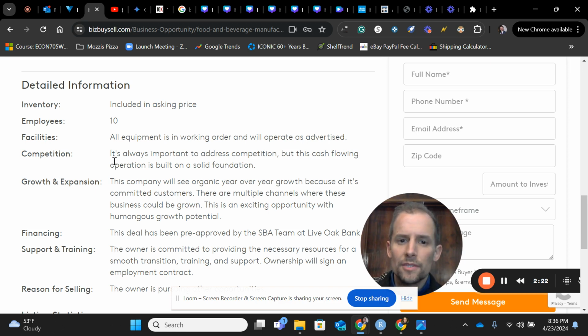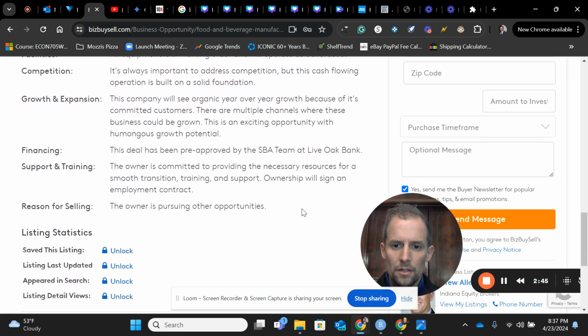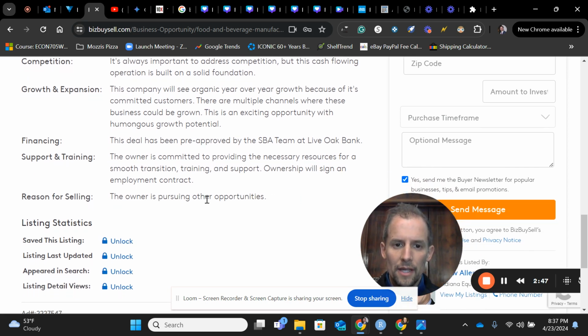Okay. It's always important to address competition, but this cash flowing operation is built on a solid foundation. This company will see organic year-over-year growth because of its committed customers. Deal is pre-approved by SBA team at Live Oak. Live Oak's the largest SBA lender in the United States. The owner is committed to providing the necessary resource for a smooth transition, training, and support. Ownership will sign an employment contract.